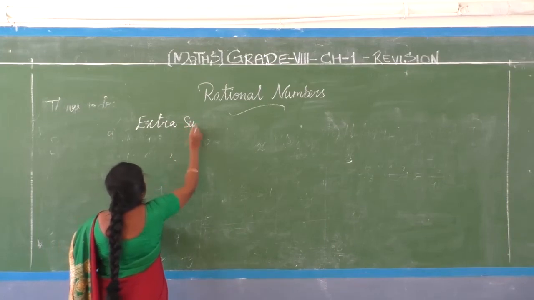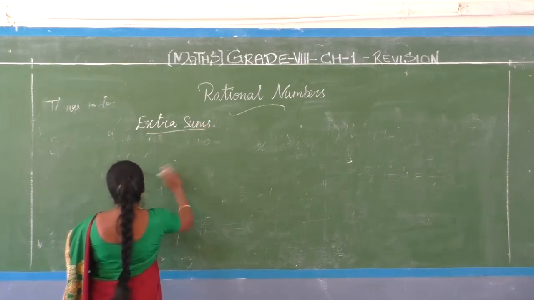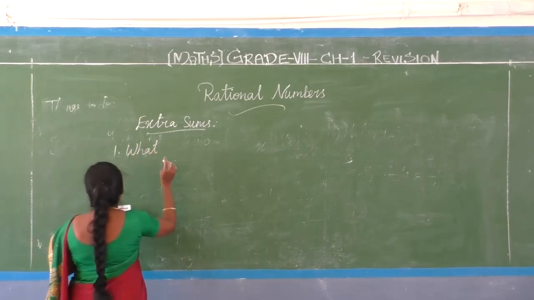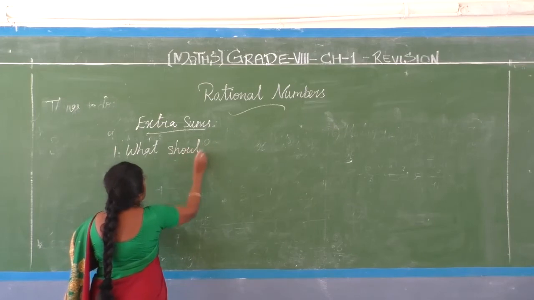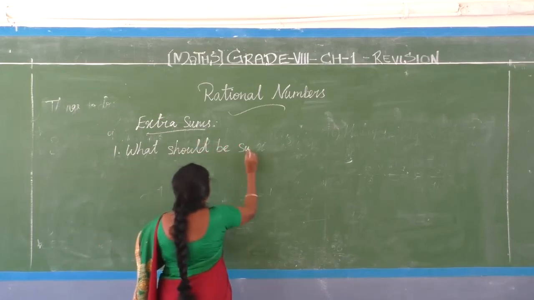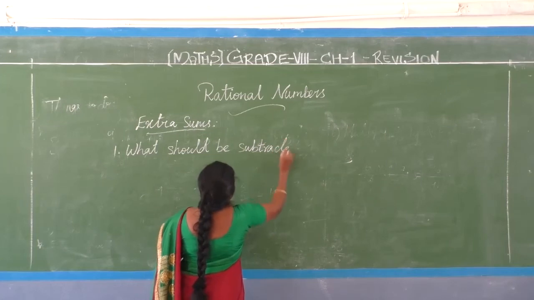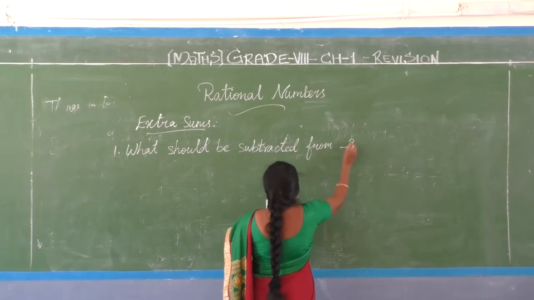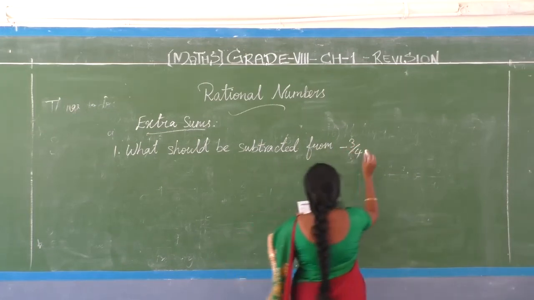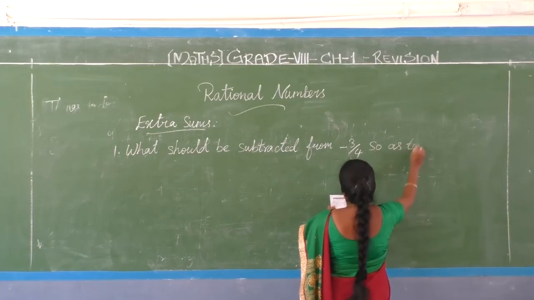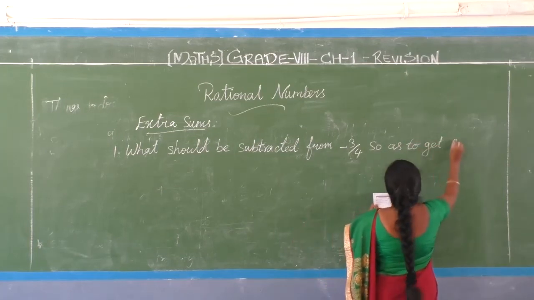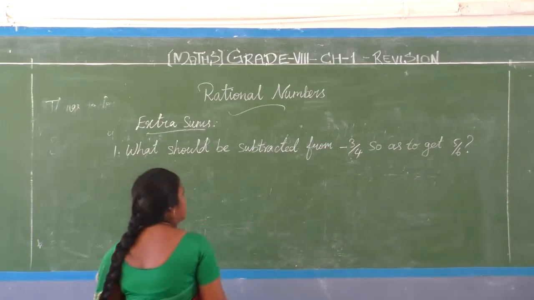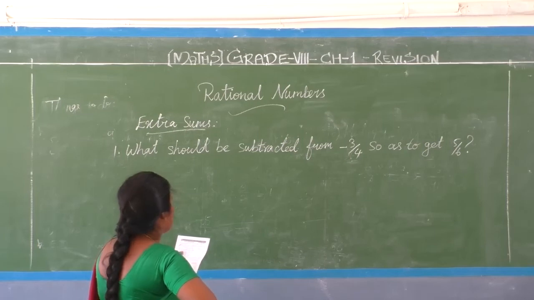Extra sums related to exercise 1.1. Here, just two questions. What should be subtracted from minus 3 by 4 so as to get 5 by 6? Clear? What is the question? What should be subtracted from minus 3 by 4 so as to get 5 by 6?